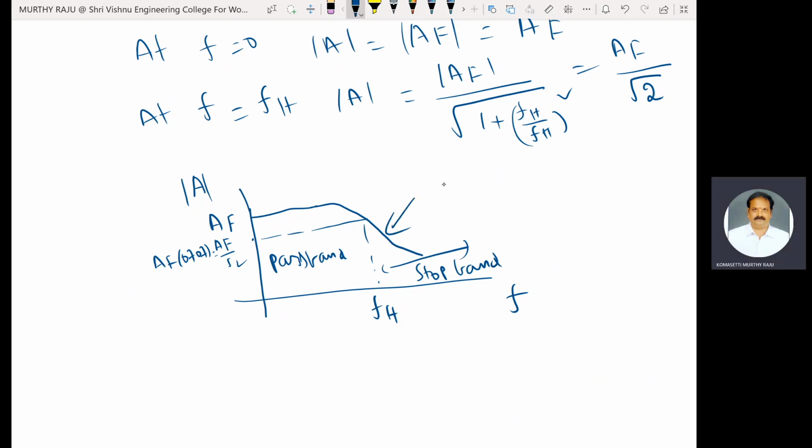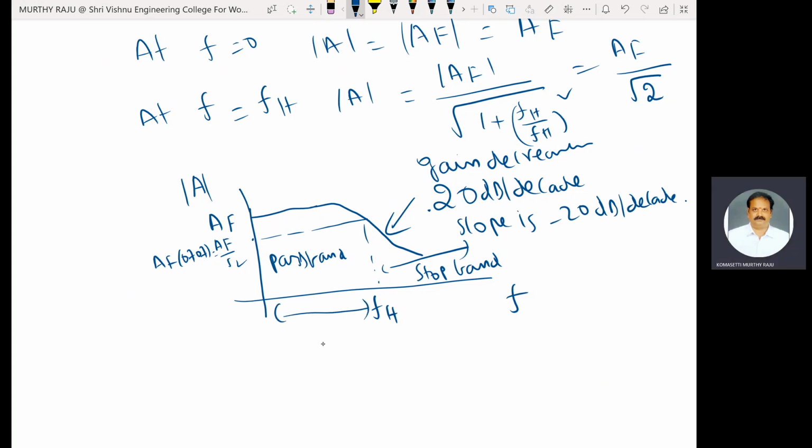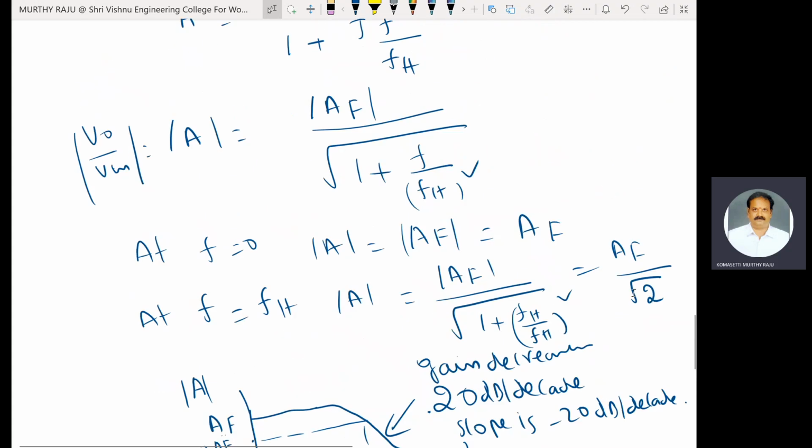The gain rolls off at the rate of 20 dB per decade. Gain decreases 20 dB per decade. The slope is minus 20 dB per decade. For F less than FH, the pass band gain is constant, that is equal to AF. At F is equal to FH, and for F greater than FH, the gain of that first order low pass Butterworth filter rolls off or decreases at the rate of 20 dB per decade. The slope is minus 20 dB per decade. This is the analysis of the first order low pass Butterworth filter.